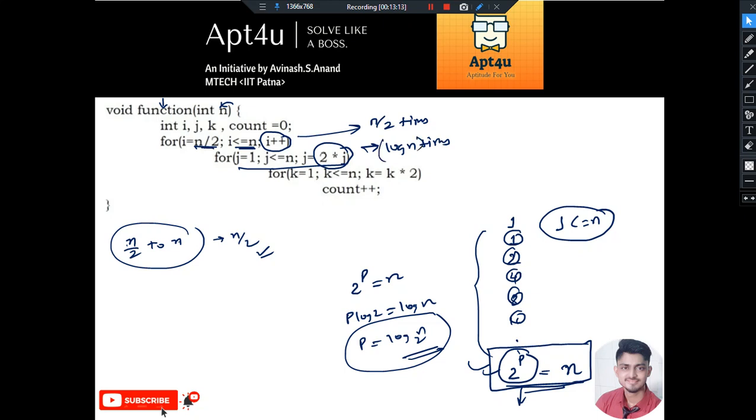Same for here, for k equal to 1, k less than equal to n, k equal to k into 2. You can see these two loops are quite similar, right? Because every time it's starting with 1 till n, and every time it is getting doubled. So basically this will also get executed log n times.